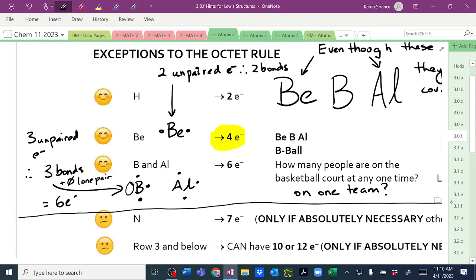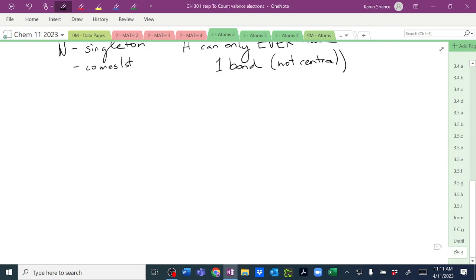How many does beryllium need? How many in total? Beryllium needs 4. How many does aluminum need? 6. How many does boron need? 6. Okay. So now we're going to do a couple more examples.